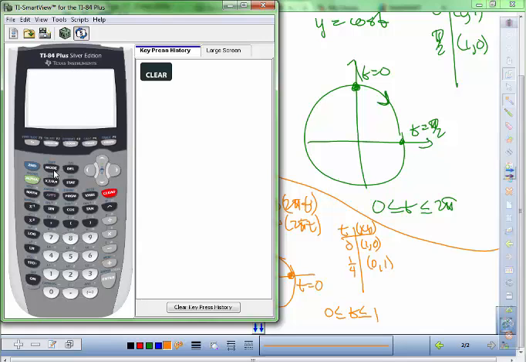And I have an 84 here, but 83 works the same way. If you have an 89, you have to figure out how that works yourself.